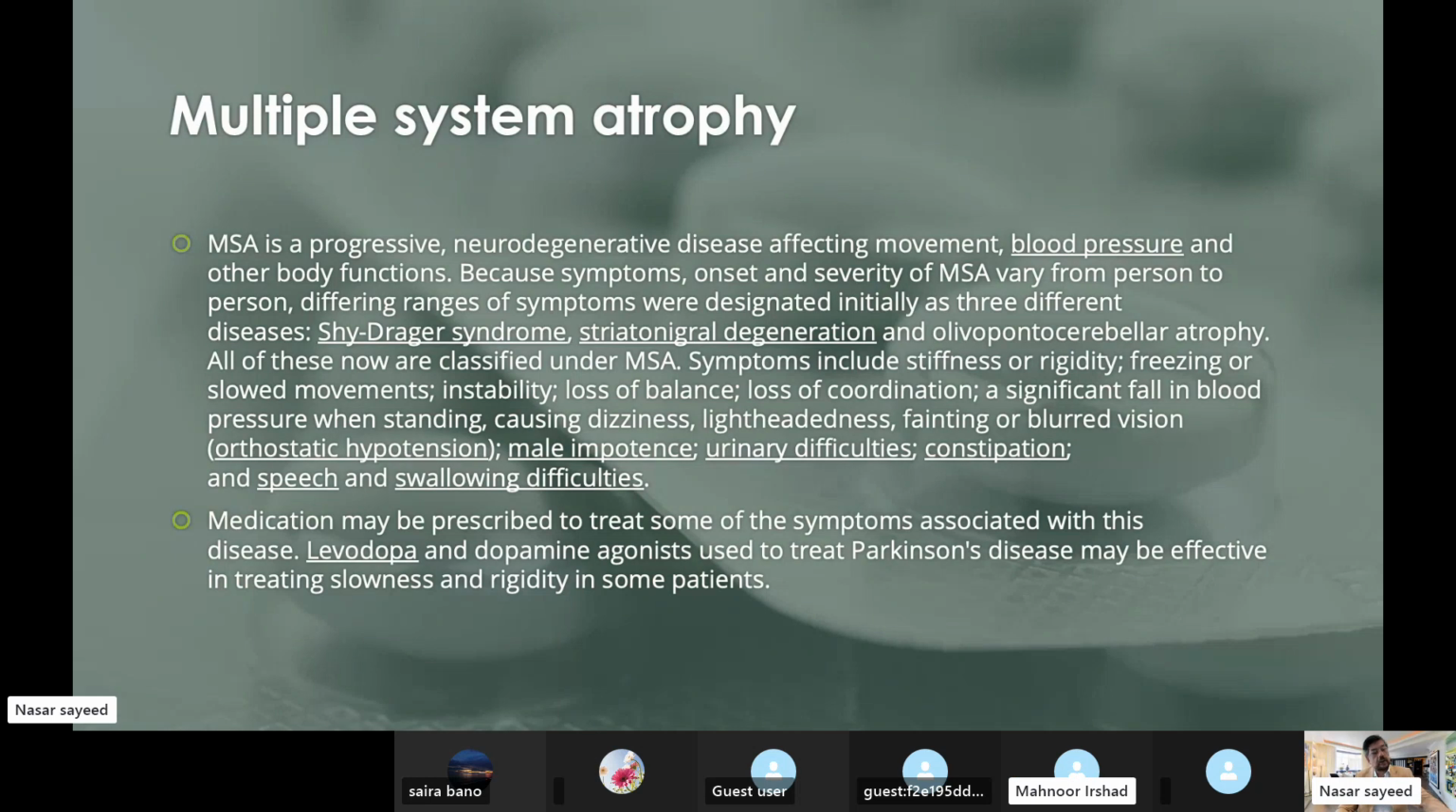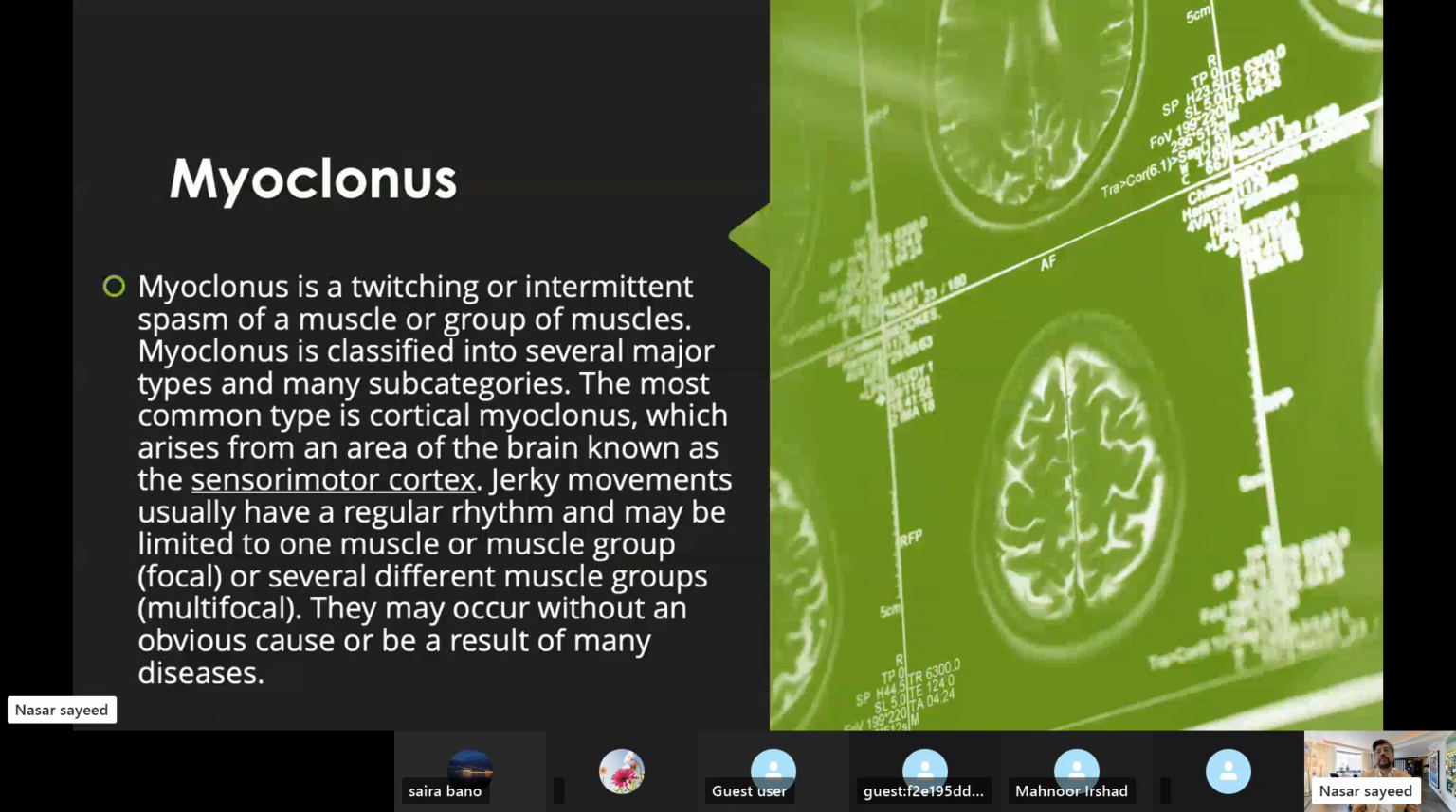Sorry, खुद ही बोलना शुरू. Okay, multiple system atrophy. Again, I haven't seen a patient of multiple system atrophy, like Shy-Drager syndrome, striatonigral degeneration, orthostatic hypotension, male impotence, and urinary difficulties. Most of these people of multiple system atrophy, they present to the neurologist. So I haven't seen any of them in clinical practice, so I'm just skipping it. Myoclonus.